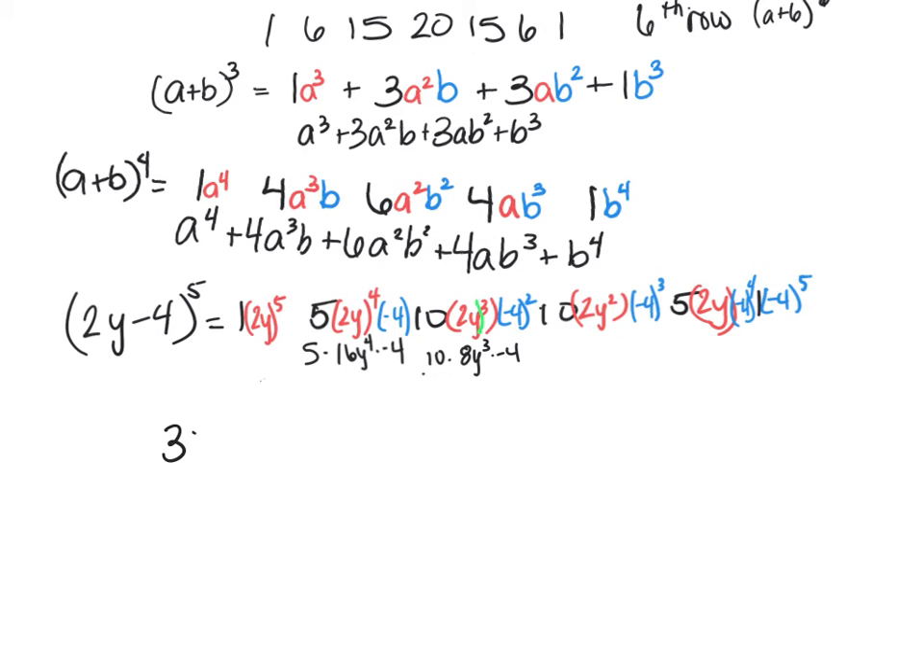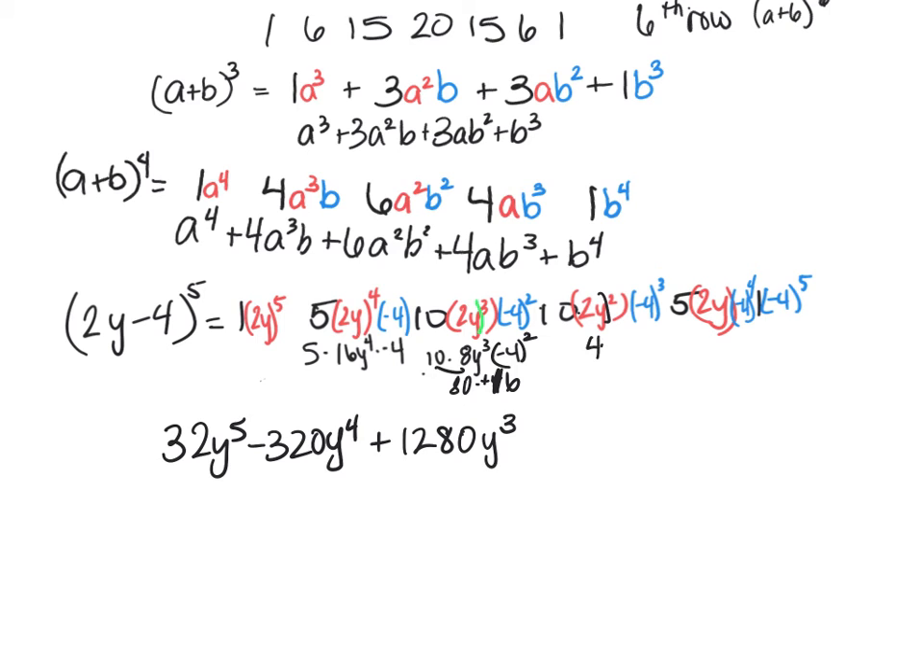We have 32y to the fifth minus 320y to the fourth. And then here's your 80 times negative 4 again. But I'm sorry, 80 times 16. Negative 4 squared is 16, positive 16. And 80 times 16 is 1,280y cubed. Okay, and that becomes positive because the negative 4 got squared. And then we have 2y squared, so that becomes 4y squared.